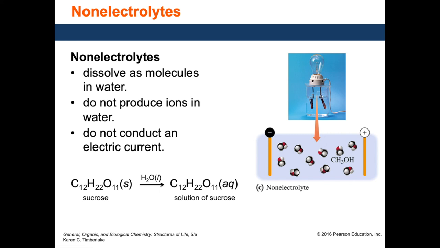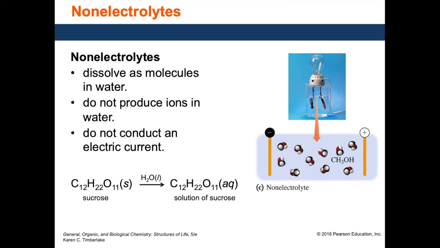A non-electrolyte is called that because it will dissolve in water but will not split up into any ions. The molecules are capable of dissolving in water because they're polar, or they have hydrogen bonding, but they stay intact as molecules. They do not form ions. A good example of this is most sugars.